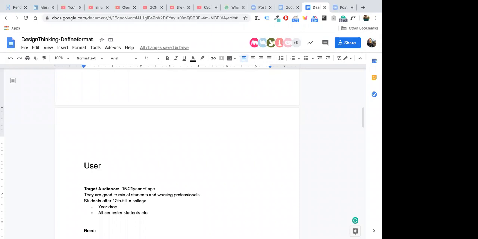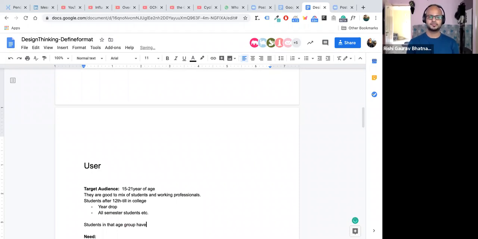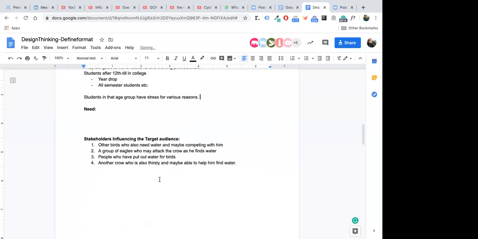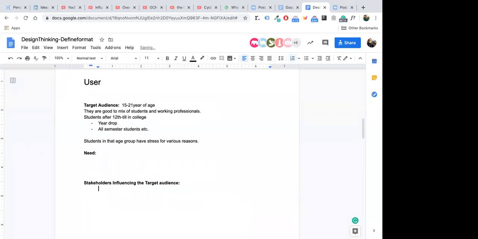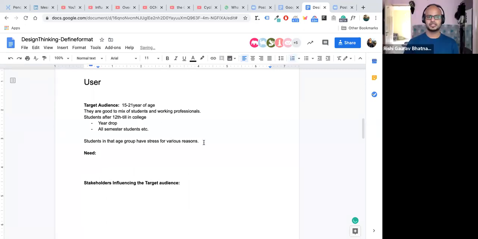We are focusing on the fact that students in that age group have stress. After plus two, you have to decide what you want to do. They have stress for various reasons. And once you land into a stream you didn't want, and you see the people doing it so well, it creates a pressure on that person that they are not able to do well in it. So there is a lot of stress and pressure for various reasons.